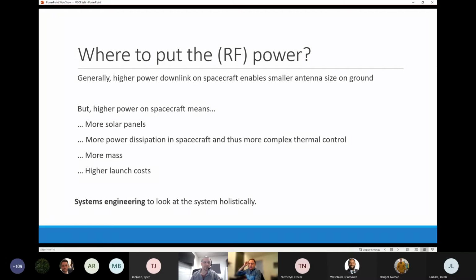And on spacecraft, that's tricky because there's no convection. So how do you get rid of that heat? So there's more thermal control. In general, both of those lead to more mass. If there's more mass, then it's going to cost more to launch it. You need a larger rocket.